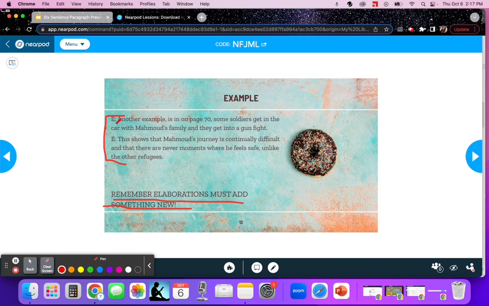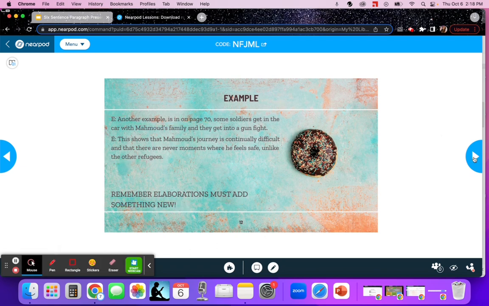All right, this is a great way to start your second example. Another example is on page 70. Some soldiers get into the car with Mahmoud's family and they get into a gunfight. This shows that Mahmoud's journey is continually difficult and there are never moments where he feels safe, unlike the other refugees. So notice I'm really adding something new here, that he is not like Isabel or Joseph, who do have brief periods where they do feel safe, they feel loved, surrounded by their family. Mahmoud is always on the go.